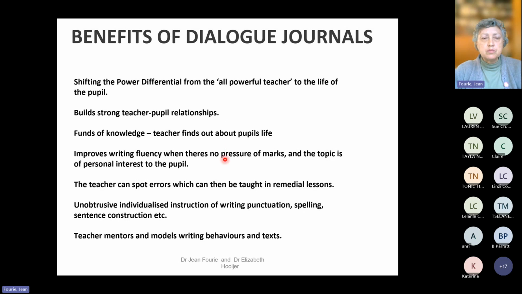And it helps to improve fluency because there's no pressure of marking. And the child writes about something that's of personal interest to themselves. You spot errors, and then you can teach those errors in remedial lessons. It's unobtrusive and individualized, and as a teacher, you are mentoring and modeling good behavior, good writing in your texts, and you're showing how to do appropriate writing skills.